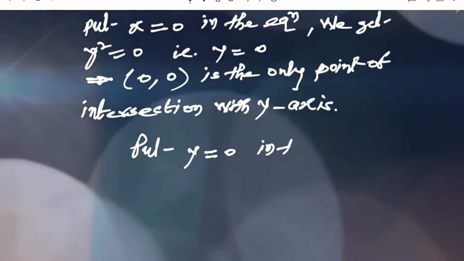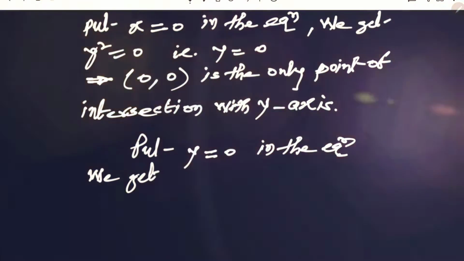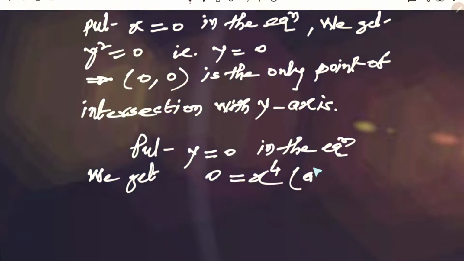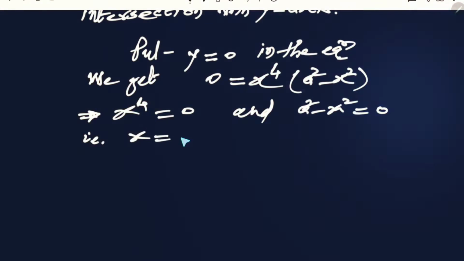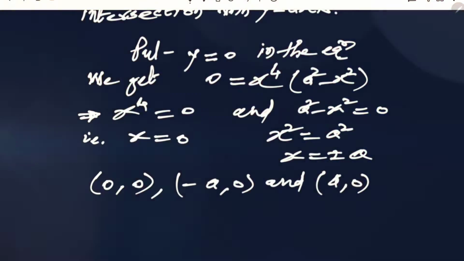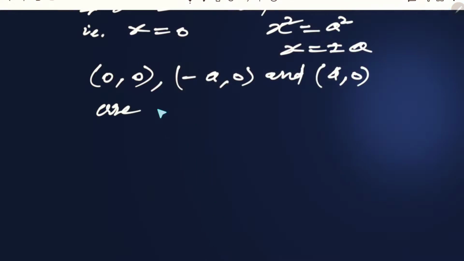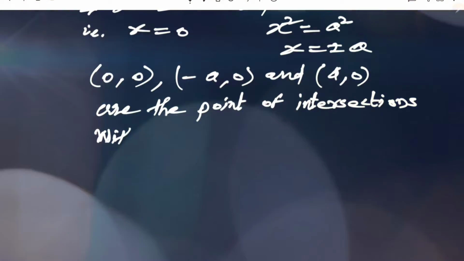Then to find the point of intersection with x-axis, substituting y equals 0, we get x raised to 4 into a square minus x square equals 0. It implies x raised to 4 equals 0 and a square minus x square equals 0. That is x equals 0 and x square equal to a square, x equals plus minus a. The points of intersection are minus a, 0, origin 0, 0 and a, 0. These are the 3 points of intersection with x-axis by that curve.